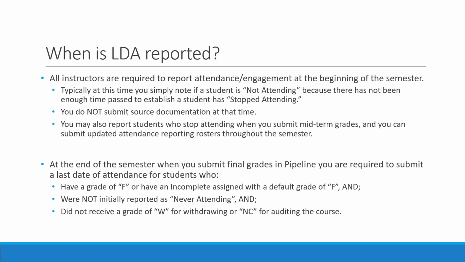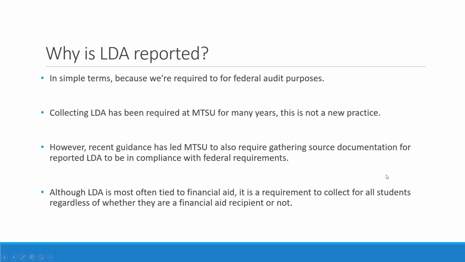So you have to report a last date of attendance for students who failed the course, if those students were not initially reported as never attending, and if the students didn't receive a grade of W or NC. So when you go to final grades and you see that they have a W, you don't have to report that last date of attendance. So when you're submitting final grades, you have to submit an LDA for students who do not pass your class and don't meet any of those other caveats. Again, this is not a new thing that you have to report. So you're looking back at your course, at your semester, and you're saying, okay, when did that student last become engaged with the course? And that date is what you use for LDA.